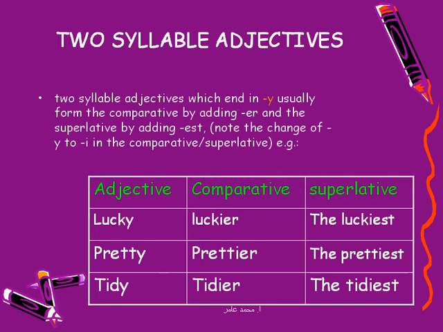Two-syllable adjectives. Two-syllable adjectives which end in y usually form the comparative by adding er and the superlative by adding est. Note the change of y to I in the comparative and superlative, for example, the adjective lucky in the comparative case becomes luckier. We remove y and we add ier, and in the superlative case it becomes the luckiest. Pretty, prettier, the prettiest. Tidy, tidier, the tidiest.